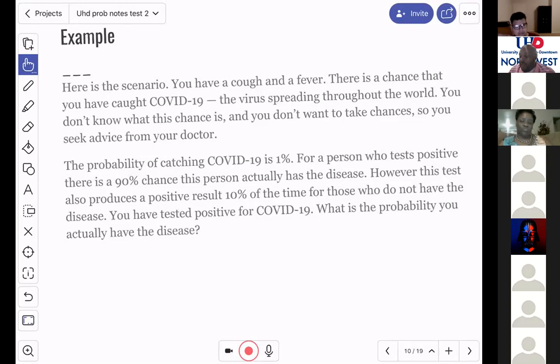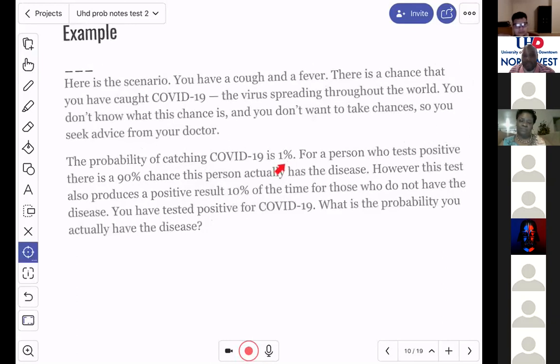Well, if there's only a 1% chance that you have the disease to begin with, it's really rare for you to have the actual disease. I want you to understand that. It's really rare for you to actually have the disease.